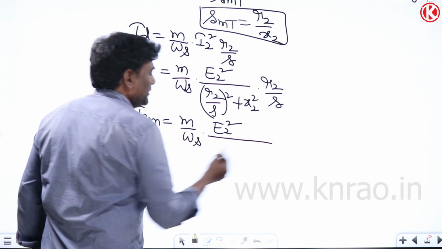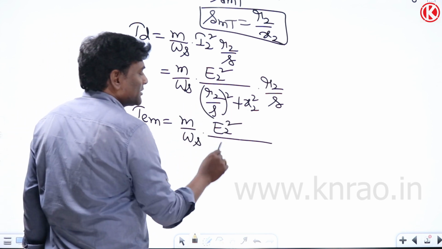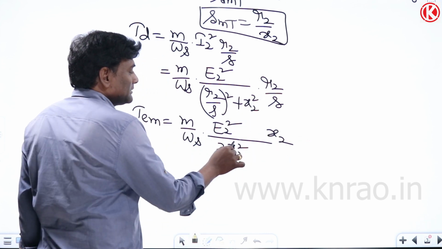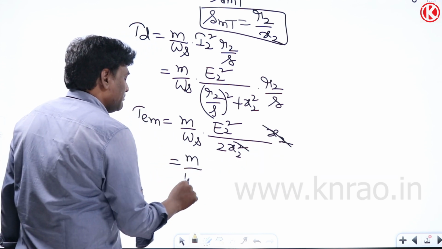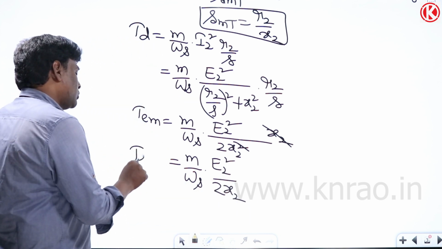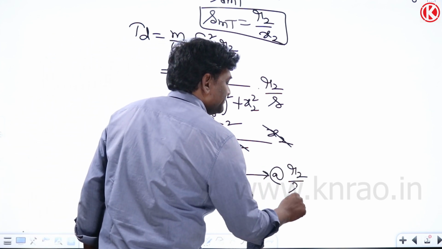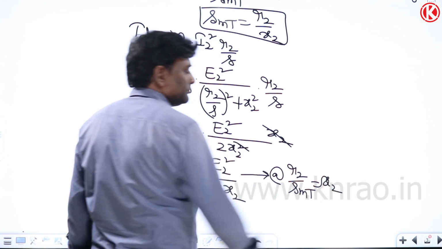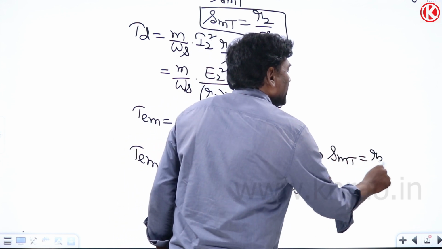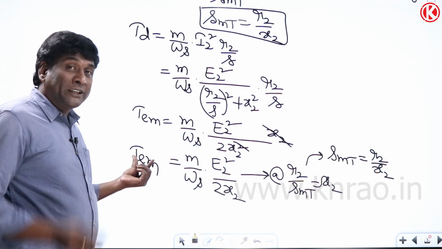So E2 square divided by, at maximum torque, R2 by SMT, the slip at which maximum torque occurs, is going to be X2 square plus X2 square, that is 2X2 square, and R2 by SMT is going to be X2. M by omega S into E2 square by 2X2 is going to be the pull out torque or maximum torque, and this is going to occur at R2 by SMT equal to X2. Or I can rewrite this as: the slip at which maximum torque occurs is going to be R2 by X2. Now keep this particular point in mind.